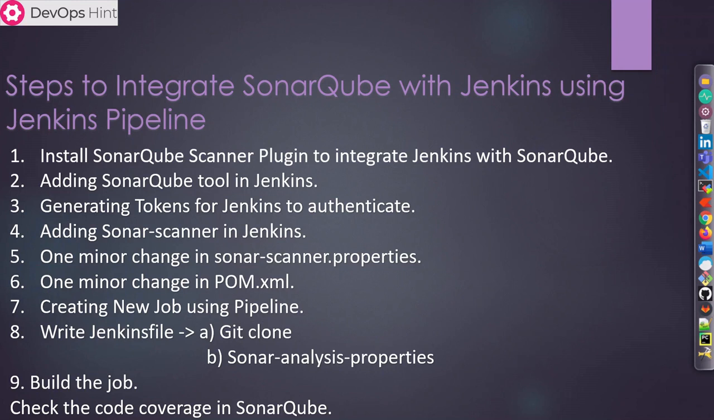So in that Jenkins file, first we'll simply do git repository cloning, and then next we'll do the Sonar analysis properties. We'll provide the properties. Then finally we'll build the job and check the code coverage in SonarQube. Okay, so the first task is to install SonarQube Scanner plugin.